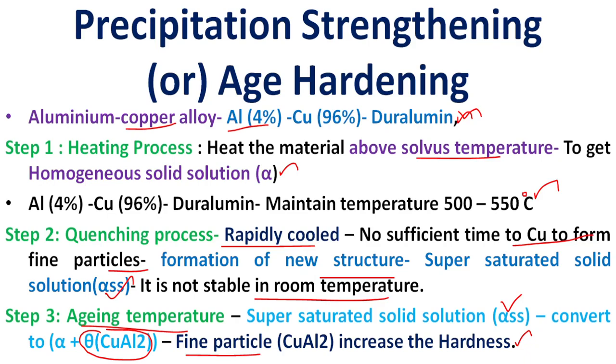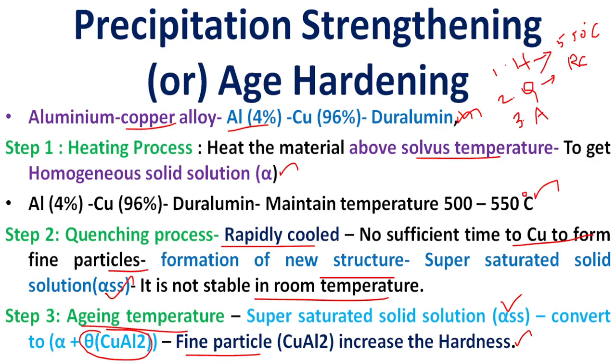So there are totally three process steps: the heating process, the quenching process and the aging process. Step 1: heat the material above the solvus temperature and below the melting temperature, around 500 to 550 degrees Celsius. Then quenching is the rapid cooling.